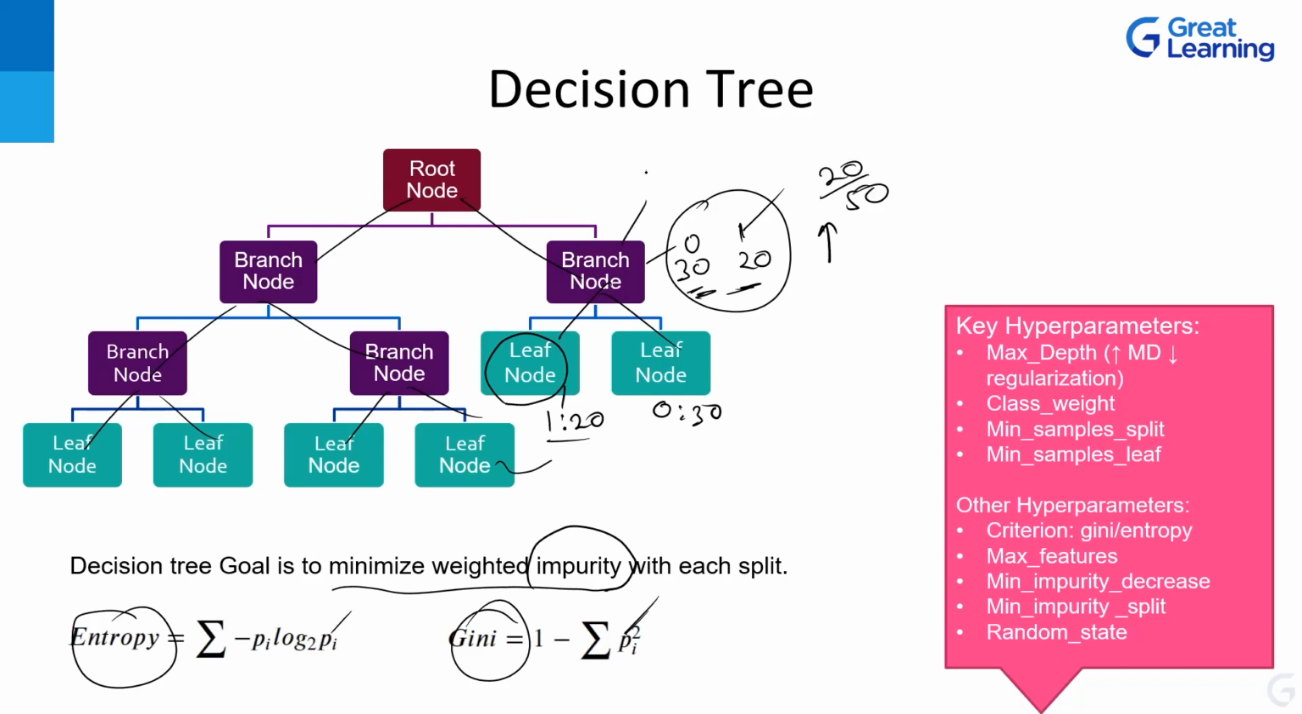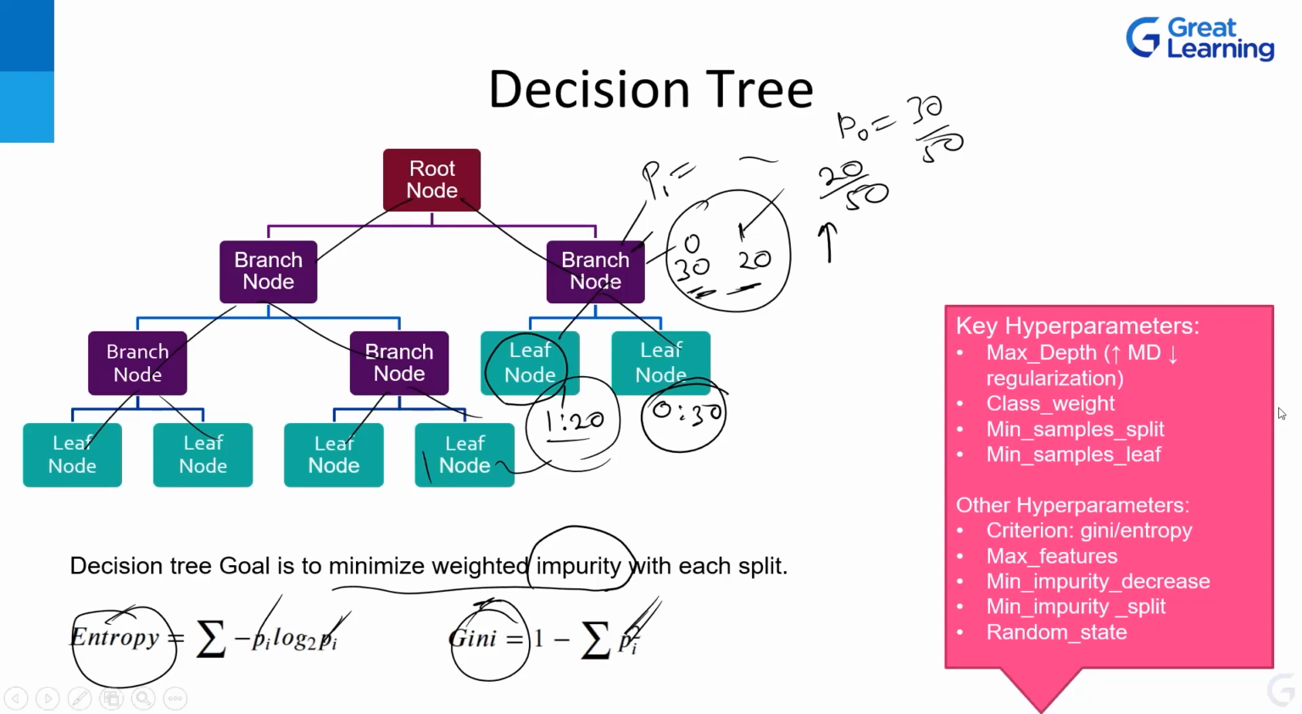That would be the P of class 1, that would be 20 by 50. And similarly, if we talk about P of class 0, that would be 30 by 50. So for each node, we calculate these probabilities for the two different classes, and then we can use the entropy or Gini formula to check what the impurity values are. And the idea of a decision tree is to split the dataset in a manner that the impurity becomes zero. So at this level, there is no impurity, there's only one class, neither is it at this level.